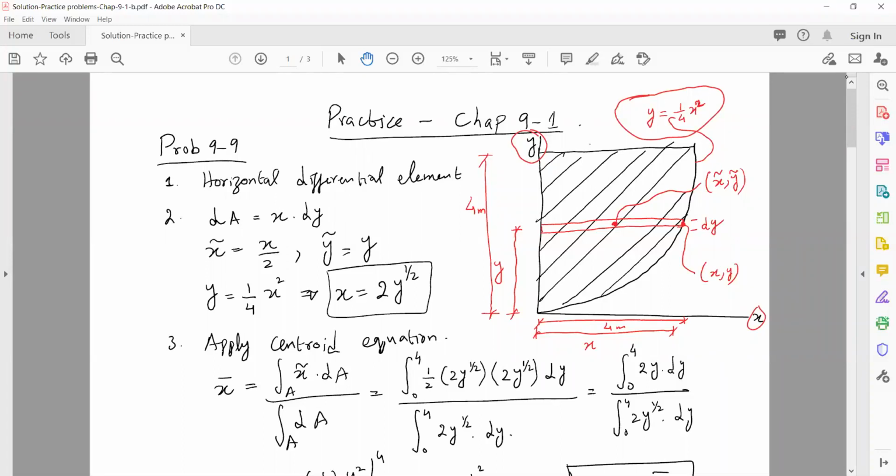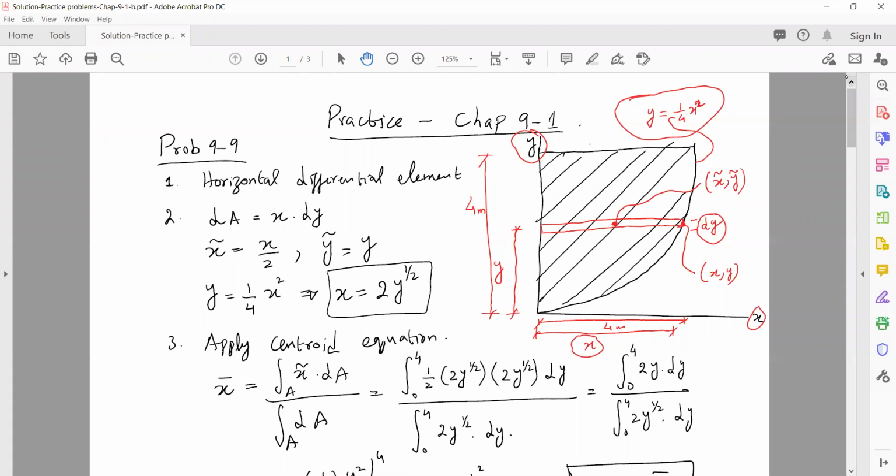Okay, so let's do it by horizontal differential element. Let's take a horizontal element, a horizontal strip with the thickness of dy. So here's your thickness dy, and the length of the element is x, right? So that's how you got this horizontal differential element from this area.